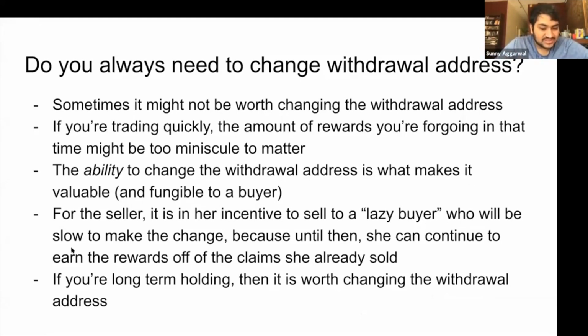So let's say I'm Alice. I can sell to Bob or I can sell to Charlie. Let's say I know Charlie is really lazy and he's not going to update the withdrawal address for a few days at least, and Bob, I know, is on top of his things and will do it immediately. Weirdly enough, I'd rather sell to Charlie, because for those few days he takes to update his withdrawal address, I'm earning extra rewards even after selling the asset.